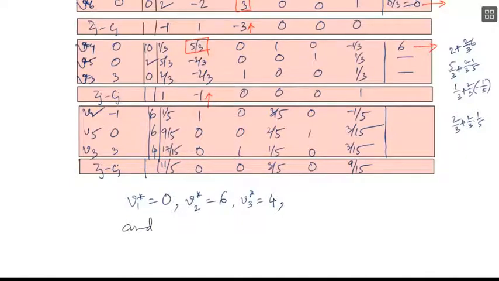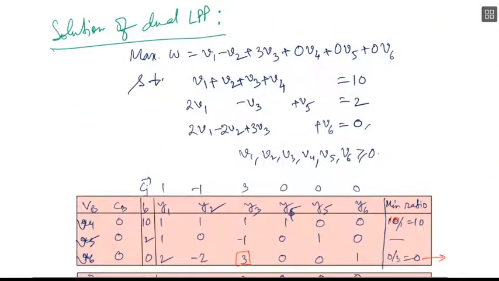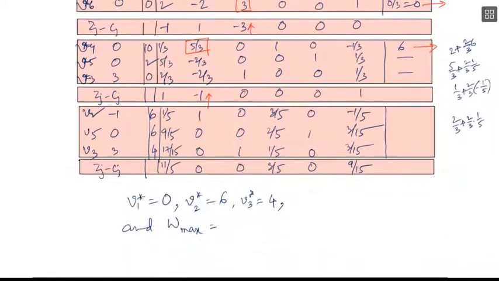And W max is what? V1 minus V2 plus 3V3. So 0 minus V2 is minus 6 plus 3V3 is 12, that is equal to 6.